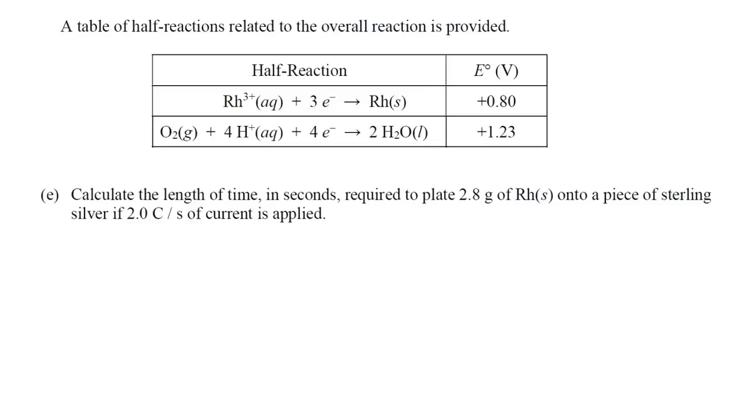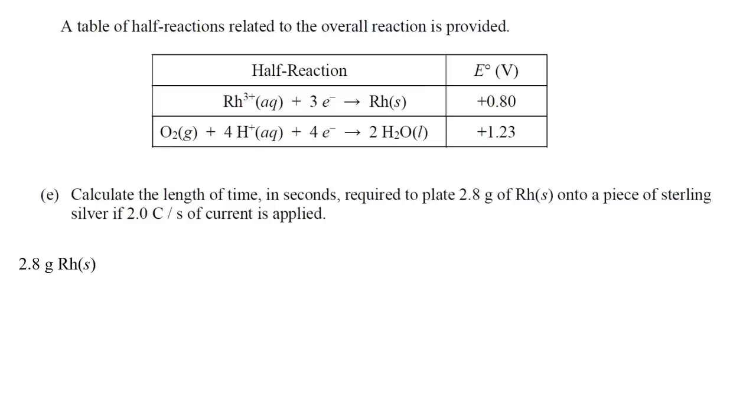The 2.0 coulombs per second, that is a conversion factor. That would not be a good number to start with. In fact, I would like my final answer to be in units of seconds. So I'm going to save the current for a conversion factor that I will do at the end of my set of conversion factors. So a good number to start with would be 2.8 grams of rhodium.